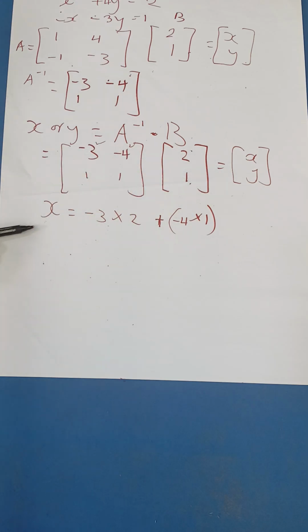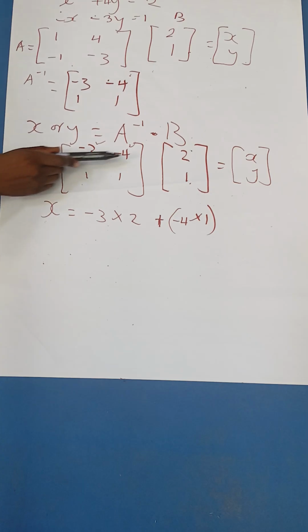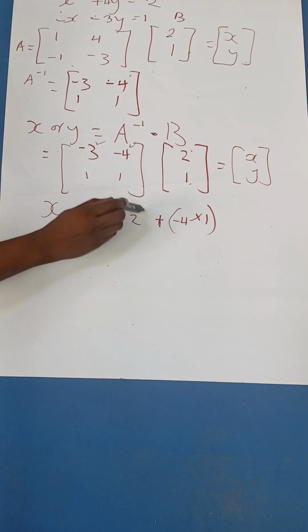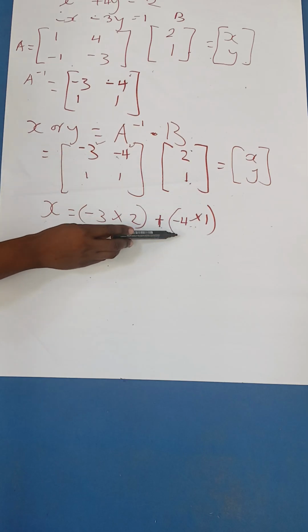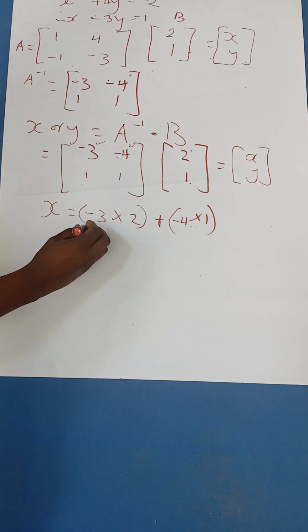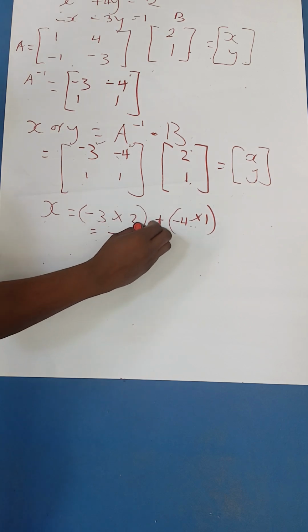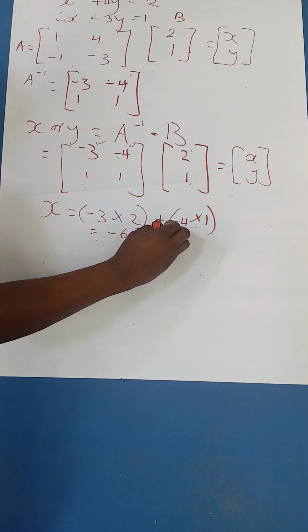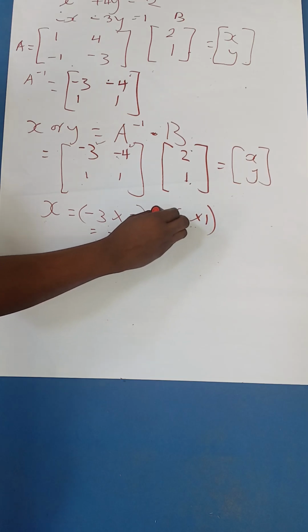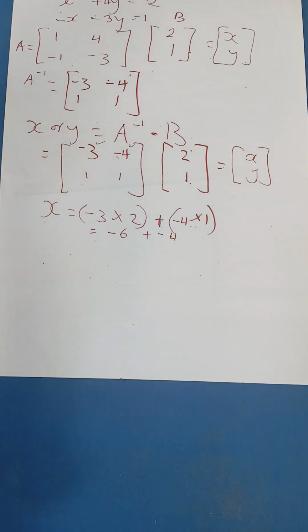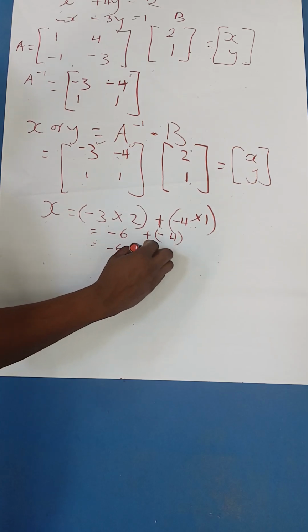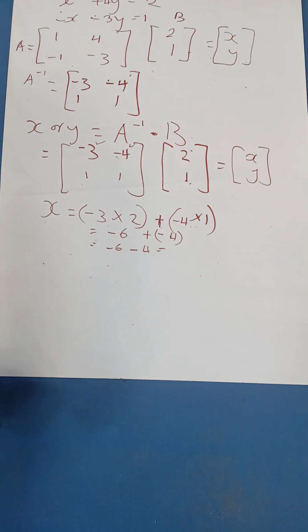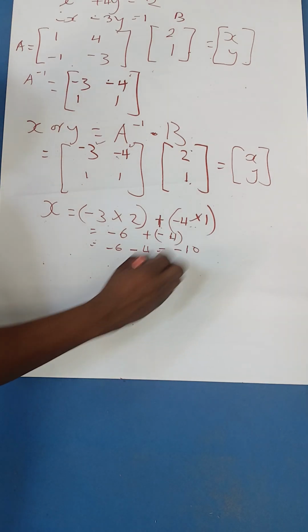Let me repeat. To get the value of x, it will be negative 3 multiplied by 2, which I've done here, plus negative 4 multiplied by 1, which I've done here. So it means we will have what? It will be negative 6 plus negative 4, because negative 4 multiplied by 1 is negative 4. Good. So put in bracket. It's just the same as to say negative 6 minus 4. So negative 6 minus 4 is what? We'll have negative 10.